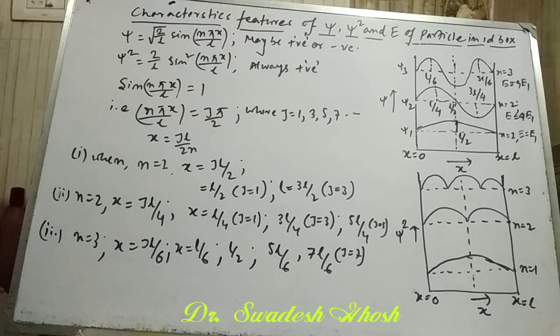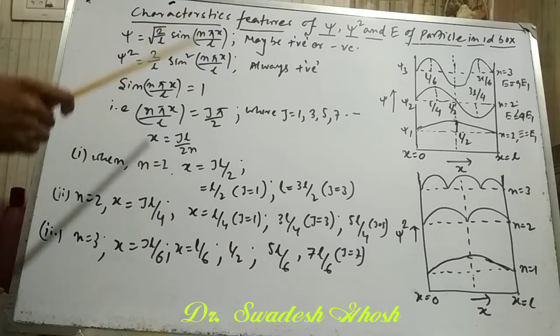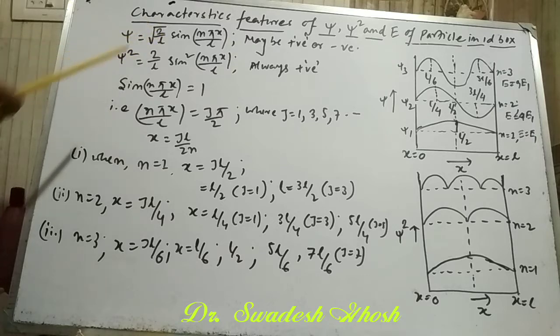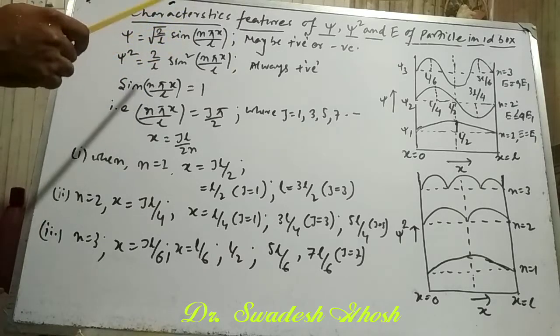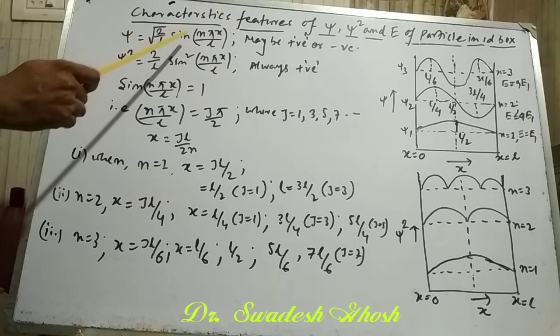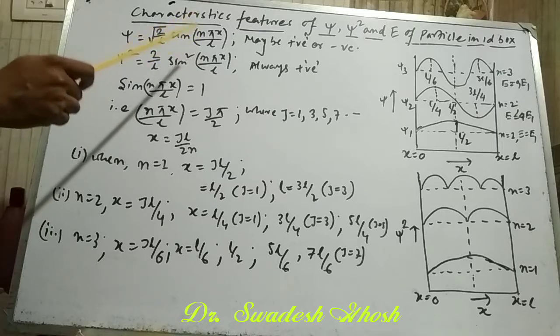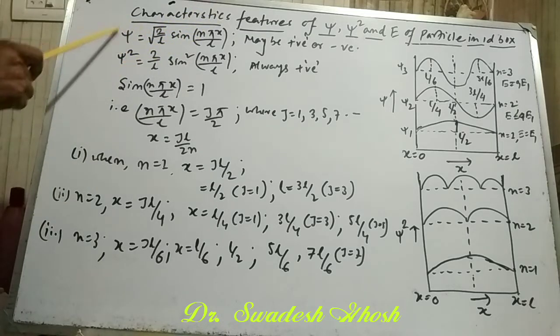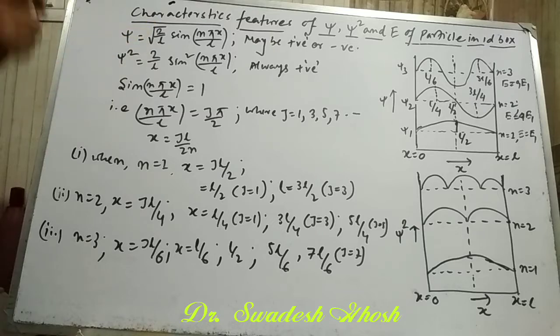First of all, the wave function for a particle in a one-dimensional box is given by psi is equal to root 2 by L sine n pi x by L. This expression was already derived in the previous class. The maximum magnitude of sine n pi x by L is 1. Therefore, the maximum magnitude of psi is root 2 by L.